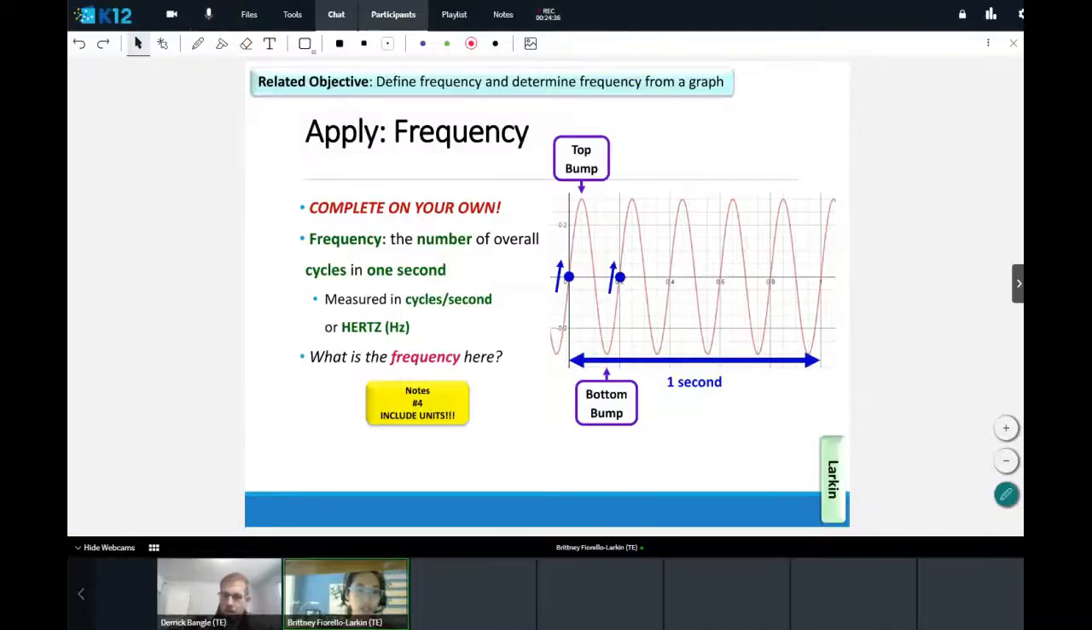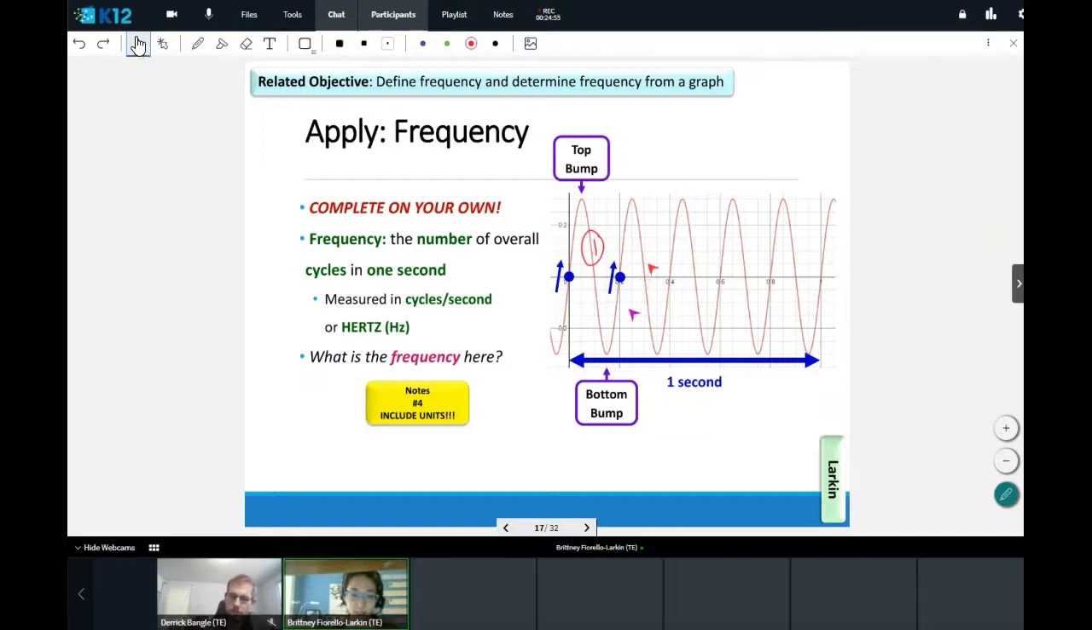All right, everyone, so let's go ahead and take a look at this last one. So again, we need to find the number of overall cycles here. So go ahead and point for me up on the board. I already showed you the first cycle here. Go ahead and show me up on the board, where does the next cycle end? Again, we need to find a top bump and a bottom bump.